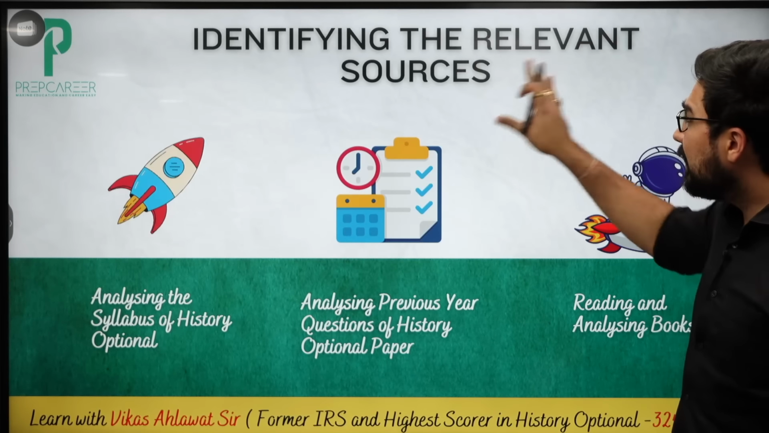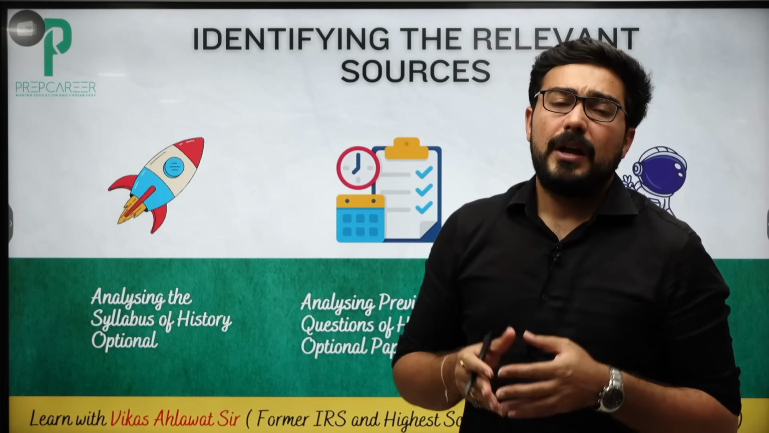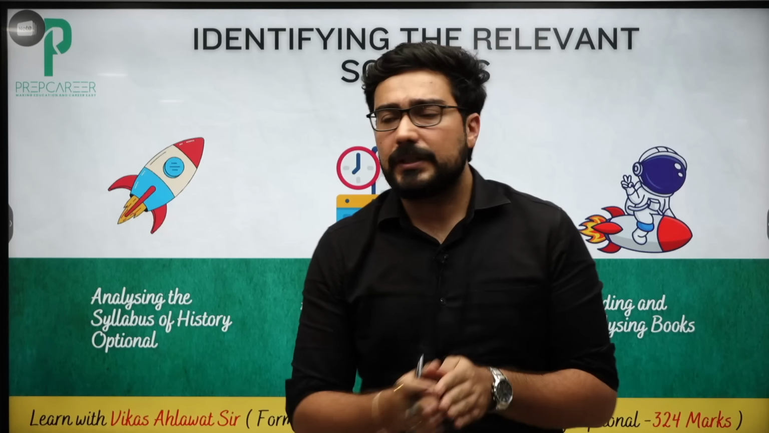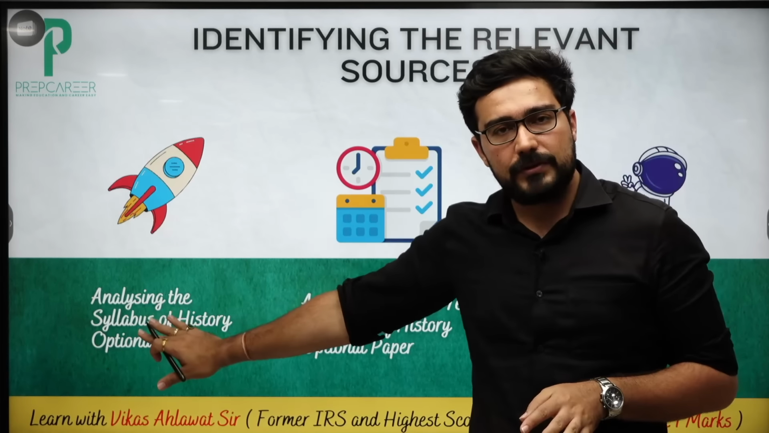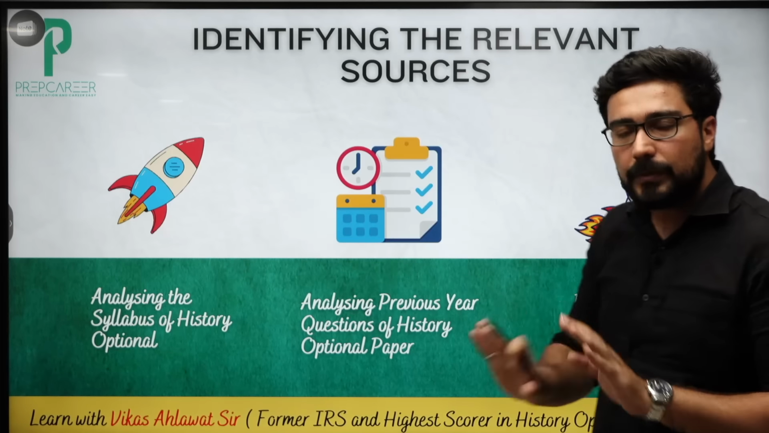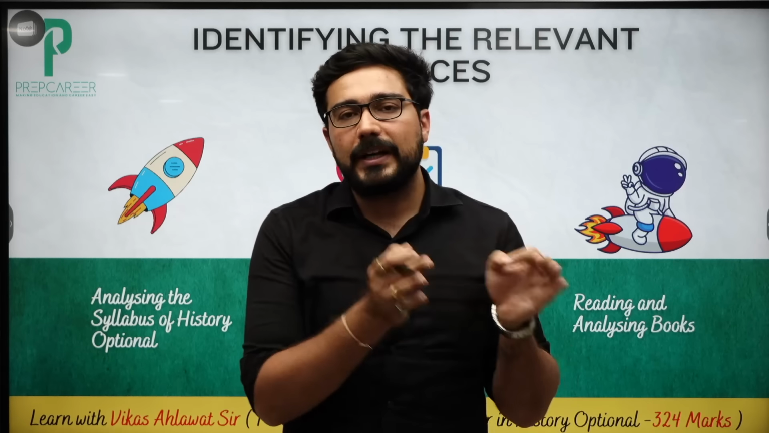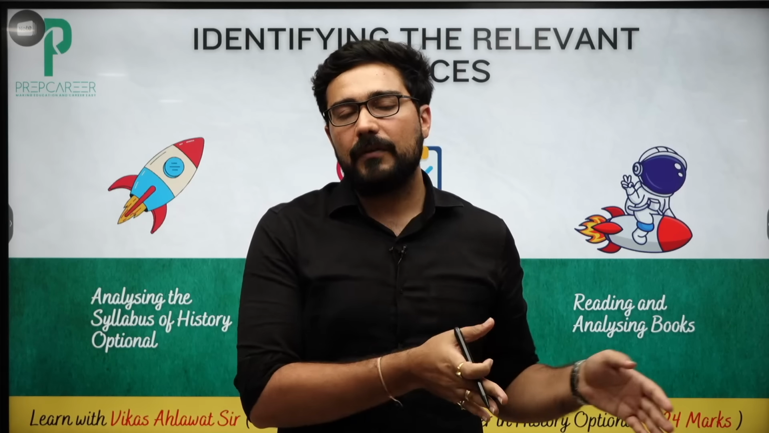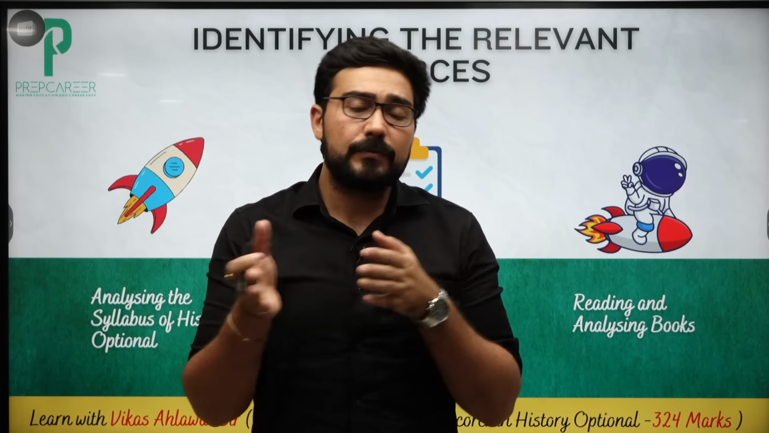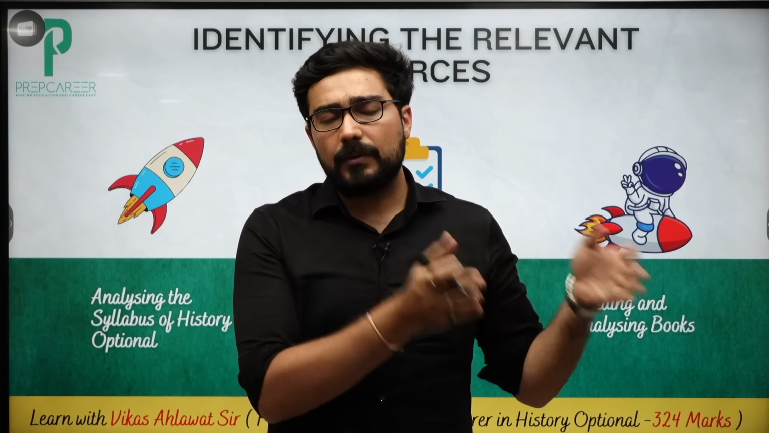Next part, identifying the relevant sources. For identifying these relevant sources, number 1, I have gone through the syllabus of history optional. Second, I have seen all the previous year question papers, and third, I have also analyzed these books independently. I read them when I was preparing for civil services. I scored the highest marks in history optional. After that, I have been teaching for the last 5 years.